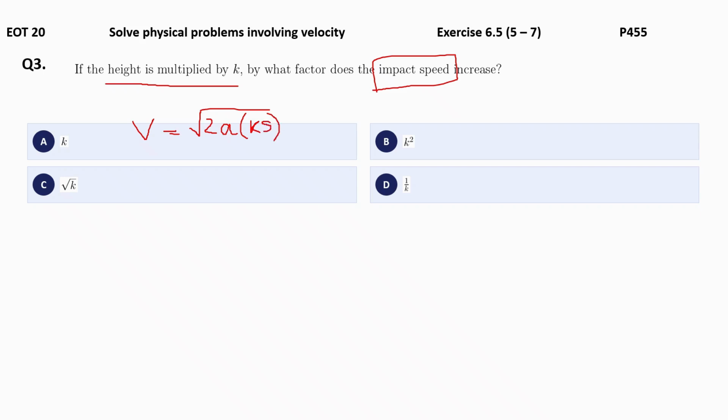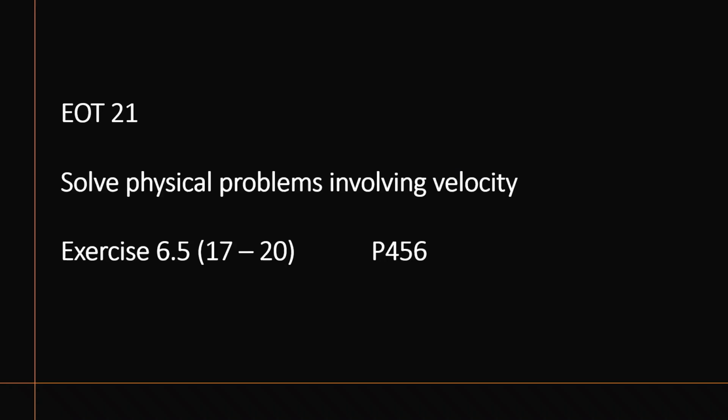So now, let's split it out. k is a constant. So let us split out root k. And the rest is your actual velocity. So your speed is getting affected by the root k value. So the answer is root k, option C. That was the end of EOT 20.